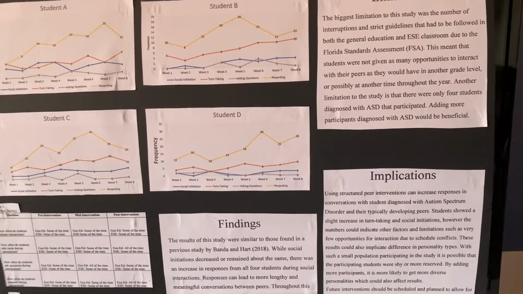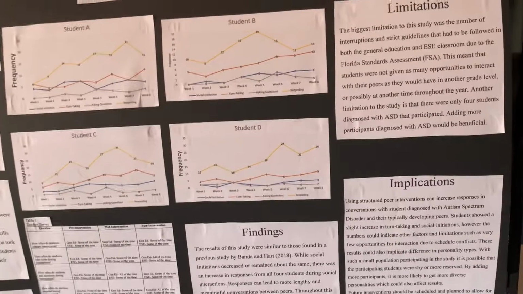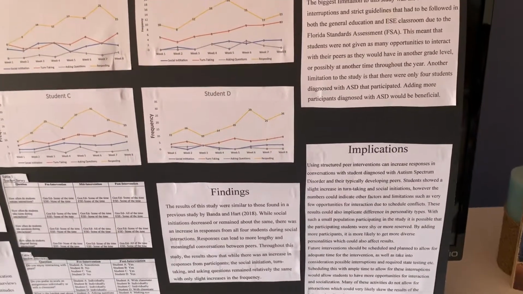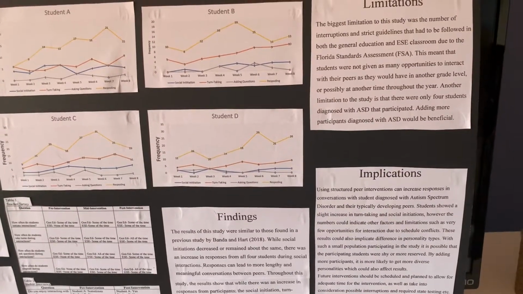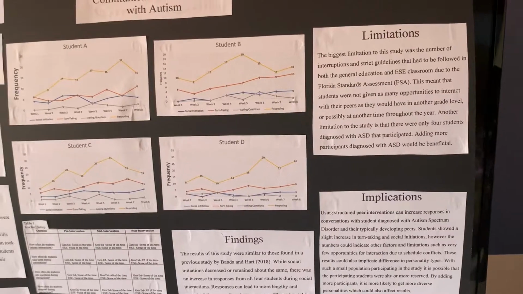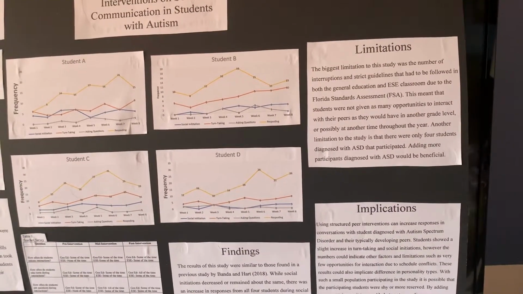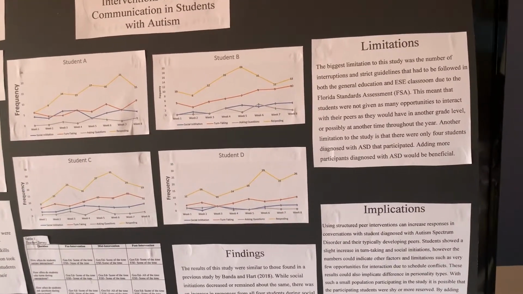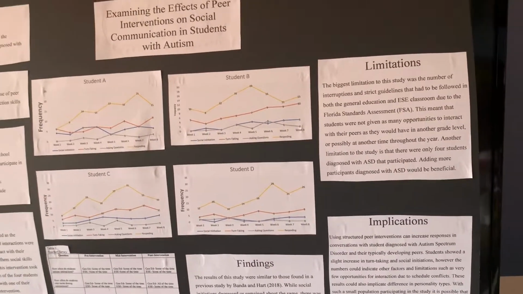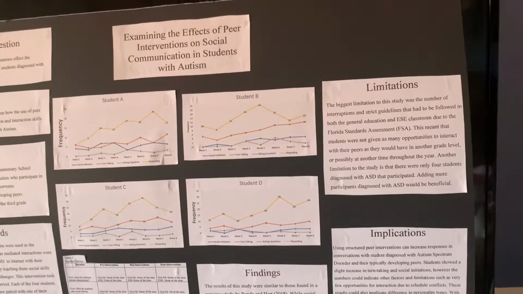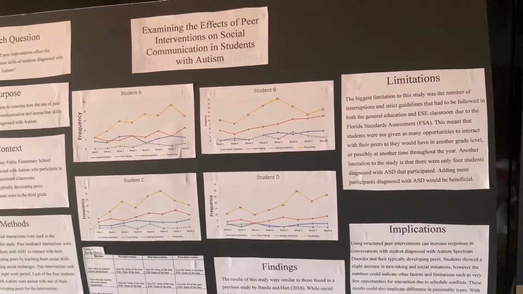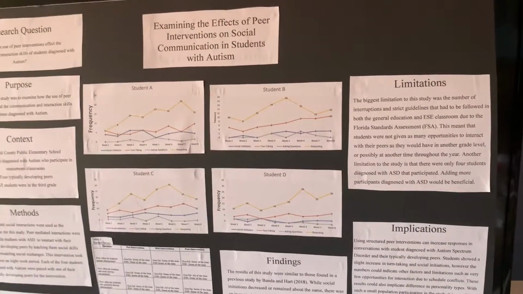Future interventions should be scheduled and planned to allow for adequate time for the intervention, as well as take into consideration possible interruptions and required state testing. Scheduling with ample time to allow for these interruptions would allow students to have more opportunities for interaction and socialization. Many of these activities do not allow for interactions, which could very likely skew the results of the intervention. By scheduling more designated interaction times, the students have a better chance to have more accurate results.